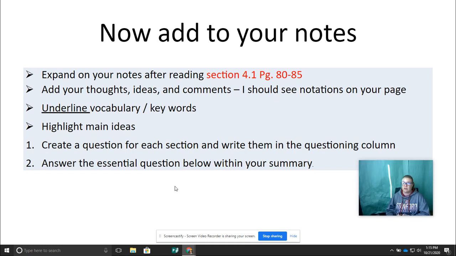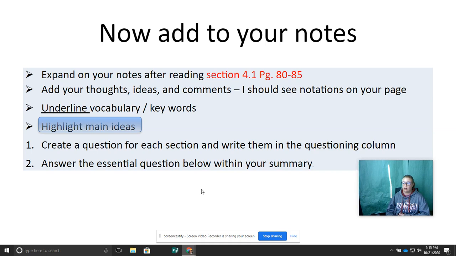Create questions for each section and write them in the questioning column. A great question would be, how did Islam spread? That was one of the sections. Another would be, who were the leaders of the Muslim empires? Another really good one: how did trade routes help spread Islam? All of those are great questions for the questioning column of your notes. And then make sure that you're answering your essential question in your summary.